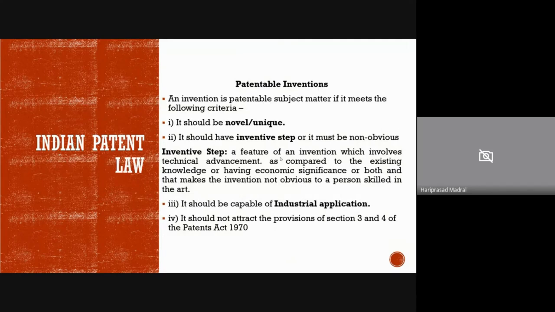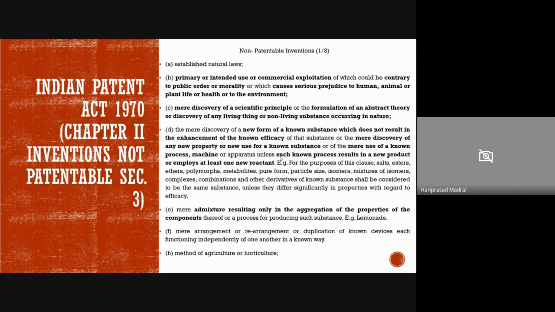So inventive step. Whenever there is an inventive step in the idea or invention, then only is the patentability of the invention possible according to Indian patent law. Subsection D says that if it is a mere derivative of any existing product, then it cannot be patentable. If we want to patent that derivative, it has to have an advanced feature, a technical advancement compared with the existing one. Then only the second criterion of the inventive step is met according to patent law, and that invention becomes patentable.